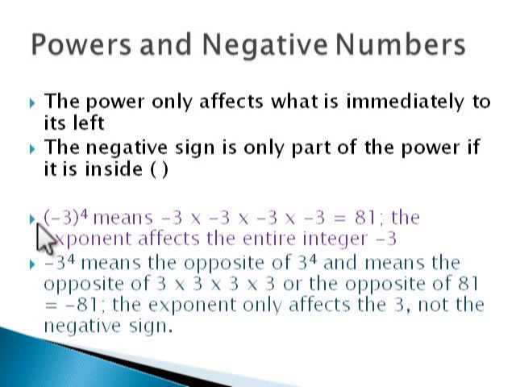So if the parentheses are there, then you may or may not have a negative answer. It's going to depend on how many negative signs you end up having as you're multiplying. If there are no parentheses, it's automatically a negative answer, because the negative sign just goes to the answer and it's not a part of the power. All right, time for some practice.